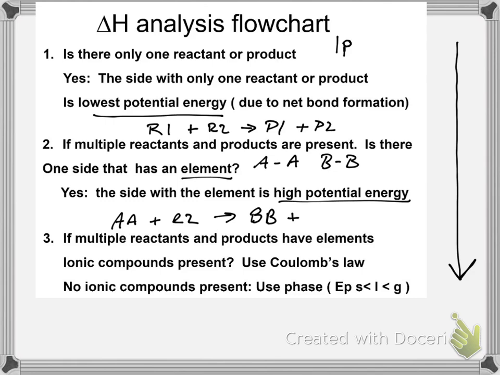on both sides? If you have that on both sides, then we're going to look for ions. Are R2 and P2 ions? And if they're not ions, then we're going to look at phase. So the very last thing we do is look at phase to see if there's some type of potential energy ranking we can make. Now this is very uncommon in general, but as we go through analyses, if that's the case, then we would make our analysis based on phase.